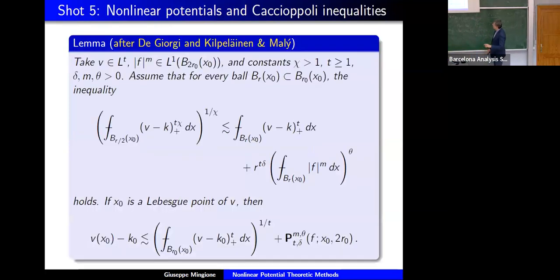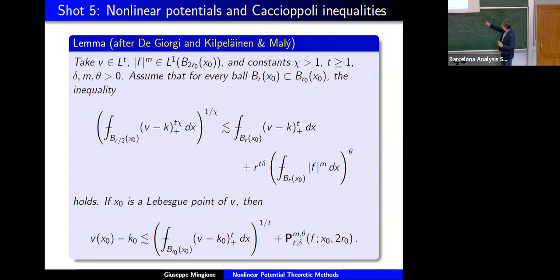Okay, and now we go back. This starts from Kilpelainen and Maly, and after, they reread the De Giorgi iteration proof. And then this is still reread according to certain manipulations that we did also in some papers with Romeo Bush.